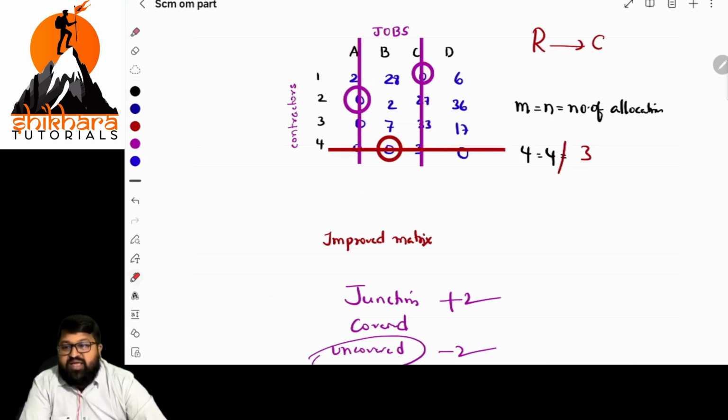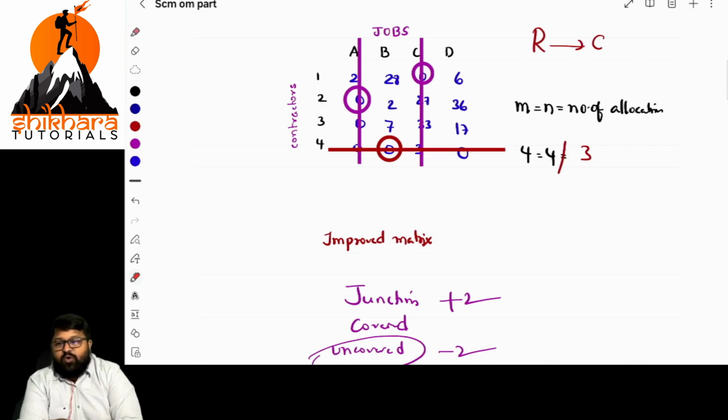For that reason, I humbly request you to go with the pencil for the CMA final SCM exam. Even the CMA inter students who are writing OM also opt for this. It will be good for you.